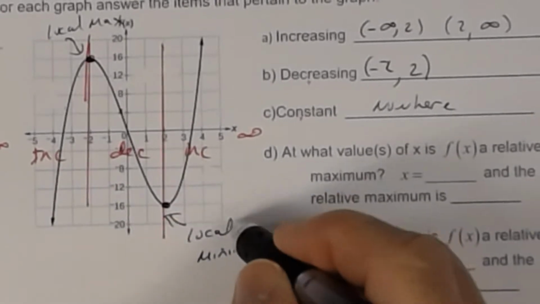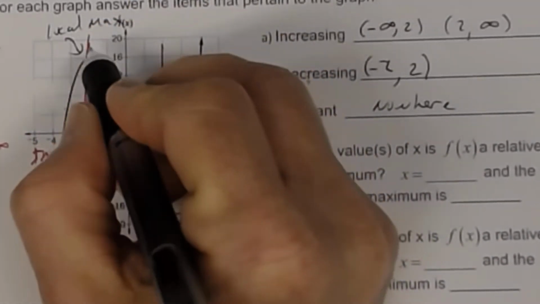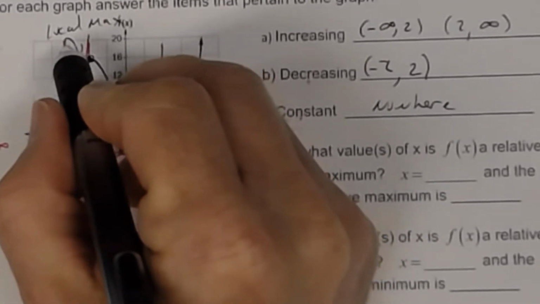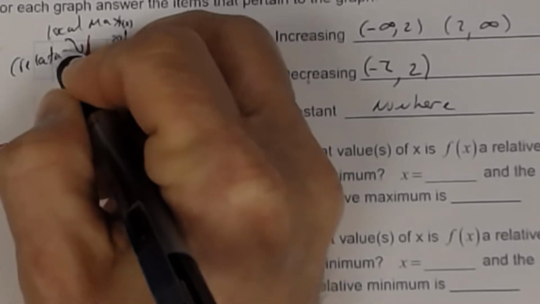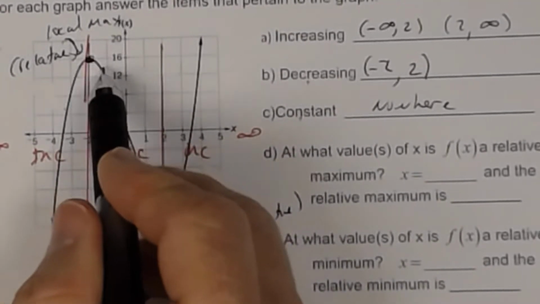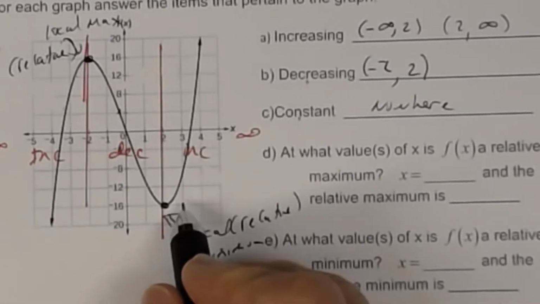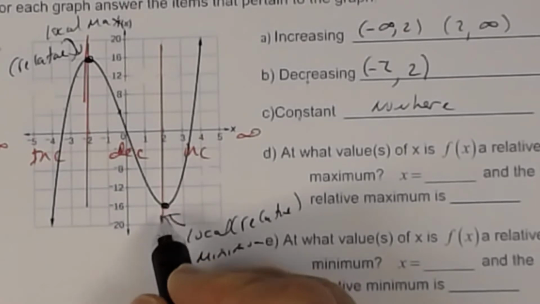You'll see either the word local or relative, so you'll hear both of those words. In my math lab, you may have assignments that use the word local and others that use the word relative. They mean the same thing. Within that relative area here, this is a high point. Within this relative local area here, it's a minimum.